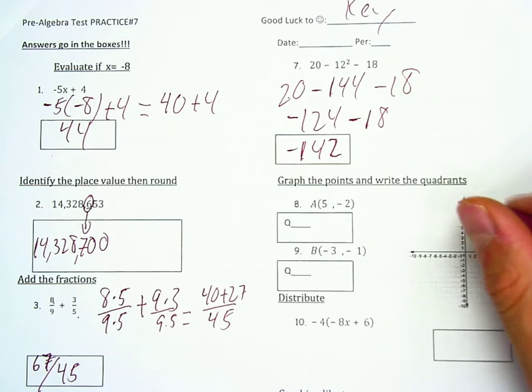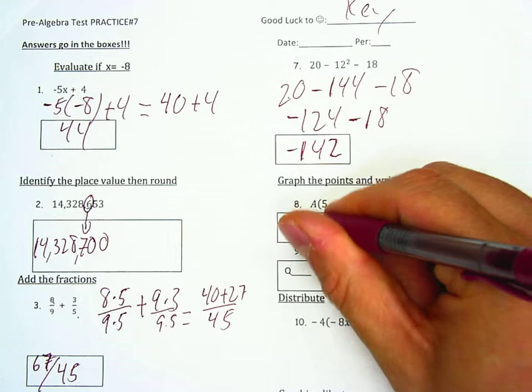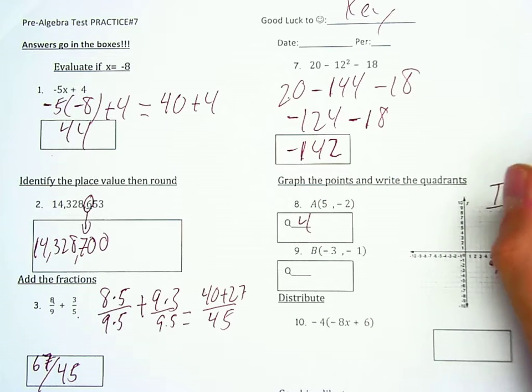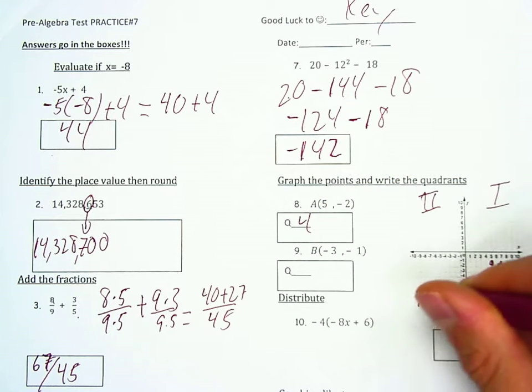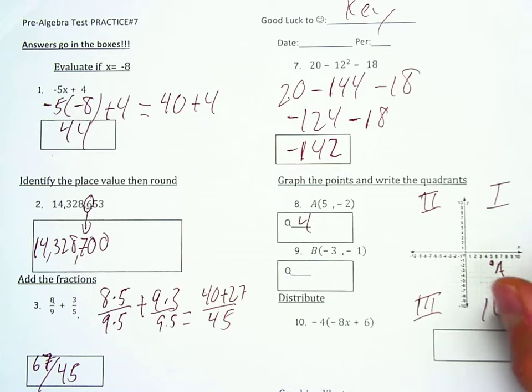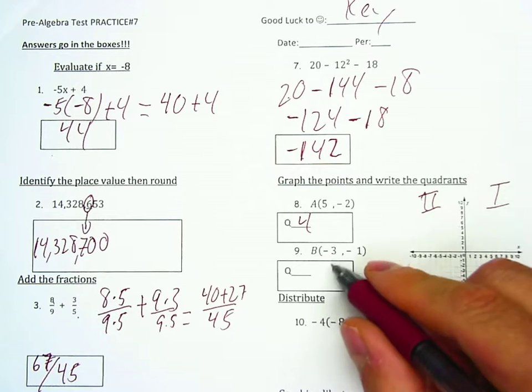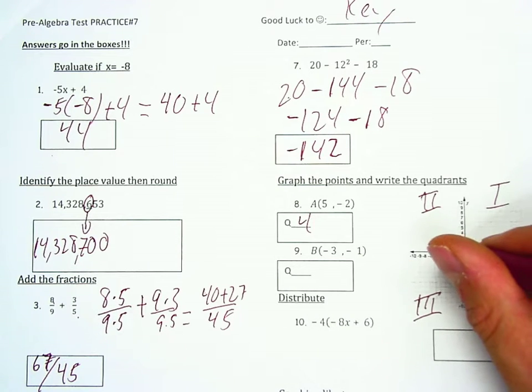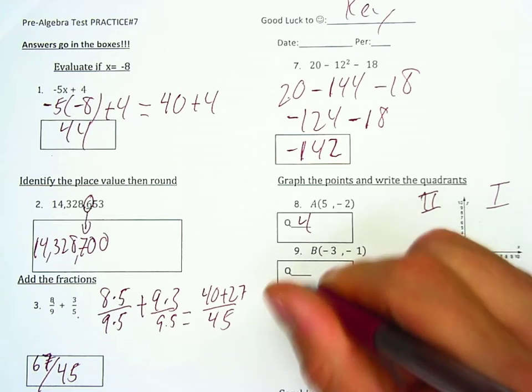All right, question 8, write 5 down 2. There's the A, and it's in quadrant 4. Quadrants 1, 2, 3, and 4. Question 9, left 3, down 1. That's in quadrant 3.